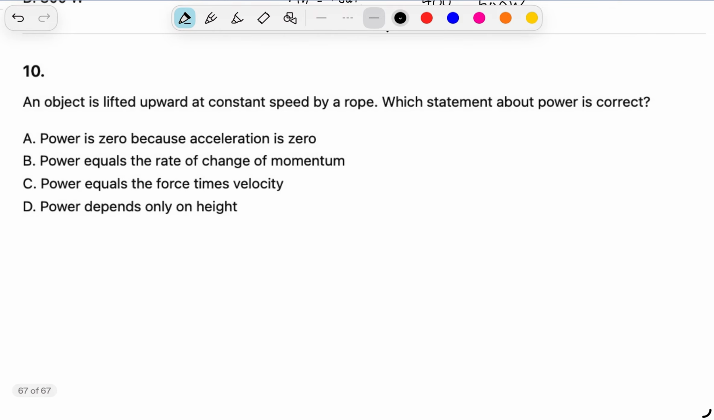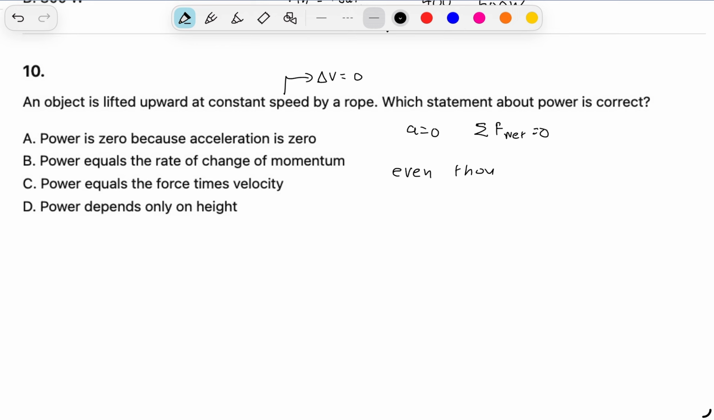An object is lifted upward at a constant speed by a rope. What statement about power is correct? So if you have constant speed, that means your delta V is equal to 0. So your acceleration is equal to 0. And your summation of forces net is equal to 0. Let's actually put this down here, a is equal to 0, so I don't want to confuse that with the other question. Net force is equal to 0.